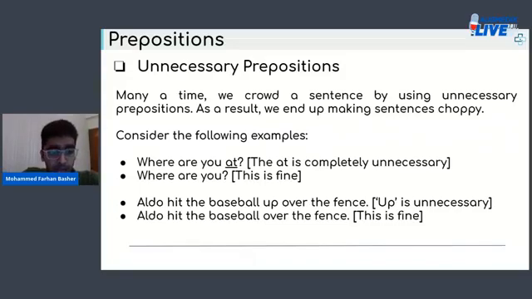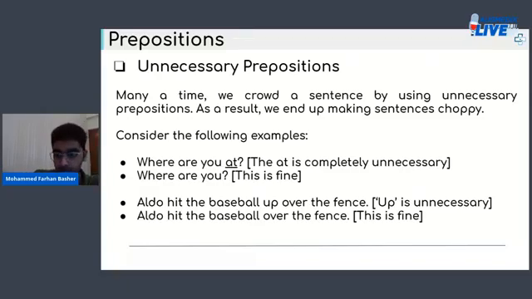All right? Okay. Aldo hit the baseball up over the fence. Up in this particular case is completely unnecessary. So we should just be saying, Aldo hit the baseball over the fence. Now you want to of course indicate a location here. So you use one preposition to do it. We don't have to use two or more prepositions to indicate one single thing. So Aldo hit the baseball over the fence, not Aldo hit the baseball up over the fence. Just like we don't say where are you at, we say where are you.